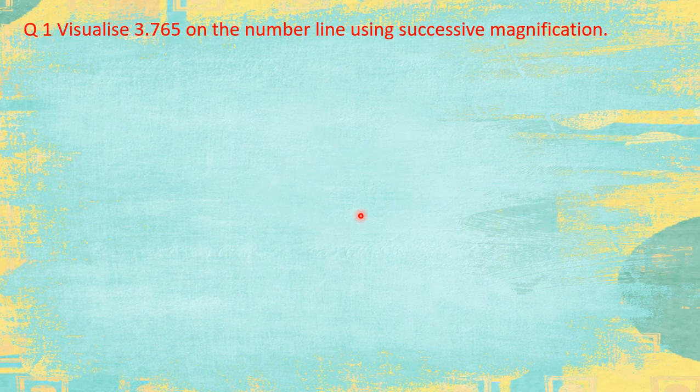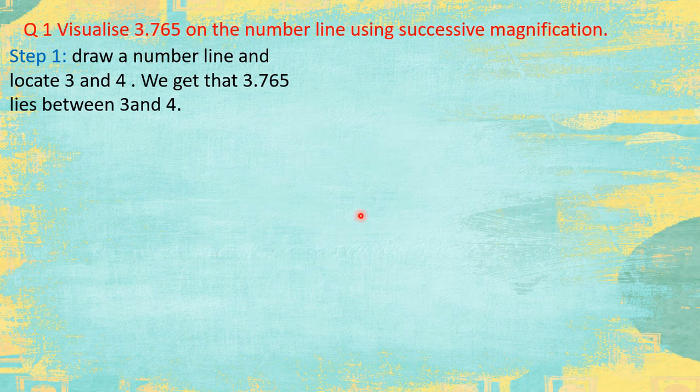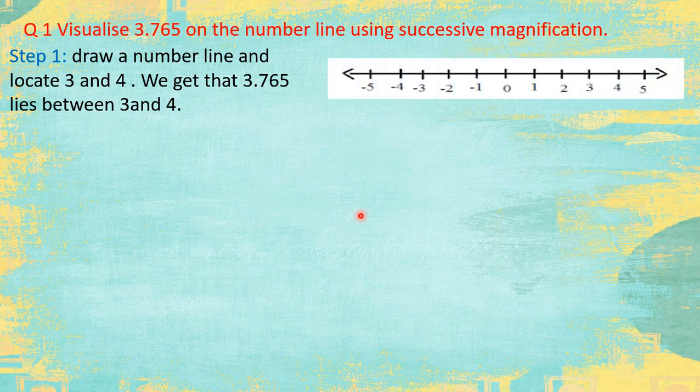So let's draw a number line and locate 3 and 4. So we get here that 3.765 lies between 3 and 4. So on the number line we have to mark the 3 and 4, and 3.765 lies between these two numbers on the number line.